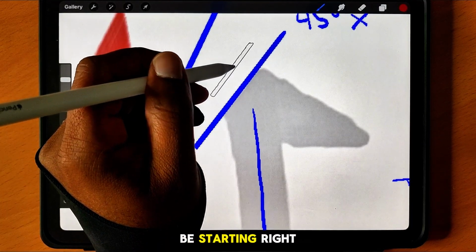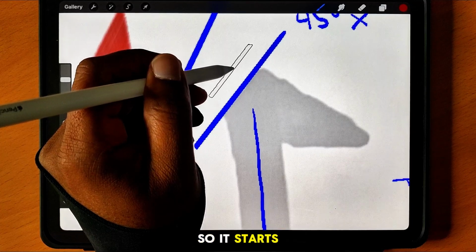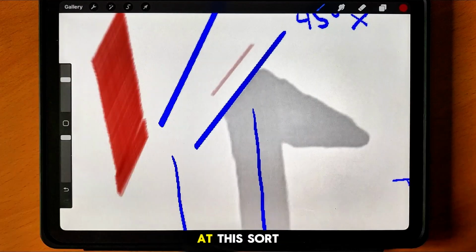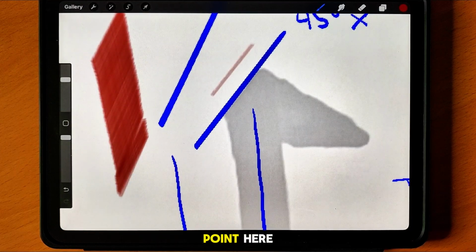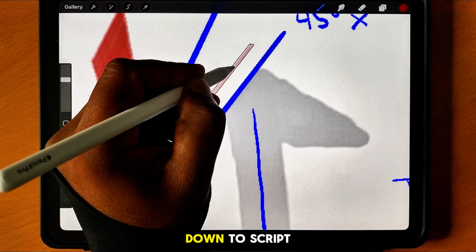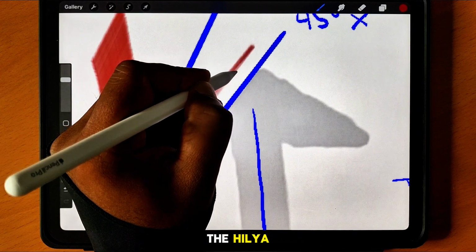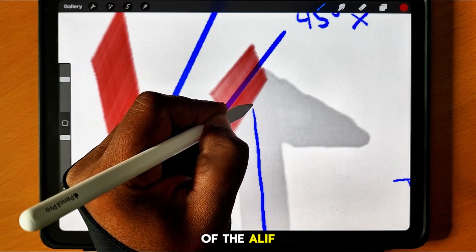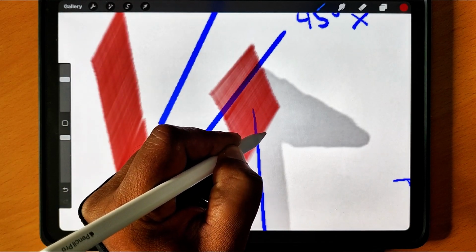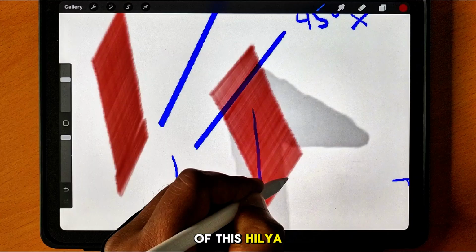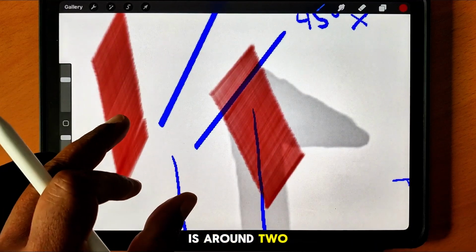So it should be starting right around here. So it starts a little bit higher, a little bit towards the left-hand side. So we're looking at this sort of a starting point here. And now essentially what we're doing is, when we come down to script the hilya, it should overlap the top part of the alif and basically keep going. So the length of this hilya is around 2 nuqtas.